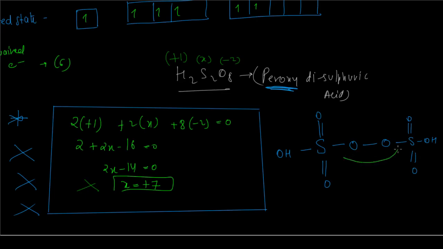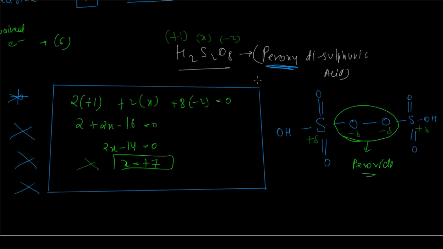But look at this. This is your peroxide linkage. Why is it peroxide? Because there is a single bond between two oxygen atoms, and that too with -1 oxidation number each. Why? Because sulfur is plus delta and this is minus delta. So each of them has one unit of partial negative charge. So it's a peroxide linkage with a single bond between them. That means out of the 8 oxygen atoms in this molecule, 2 have -1 oxidation state, and only 6 of them have -2 oxidation state.